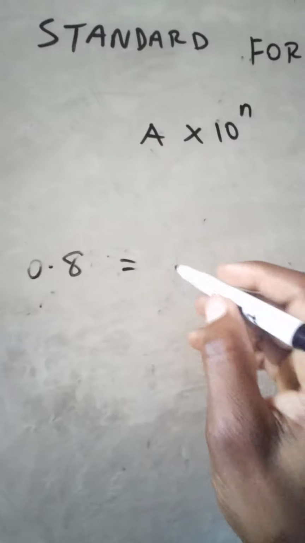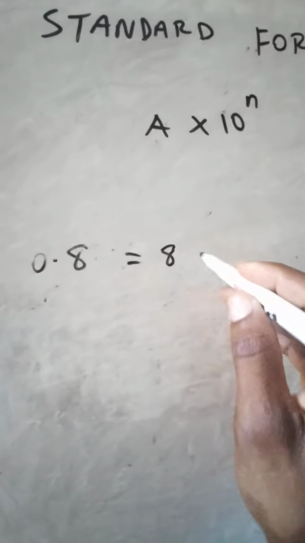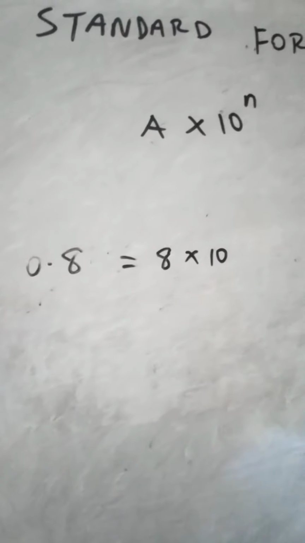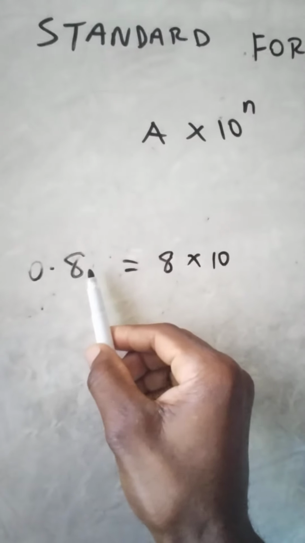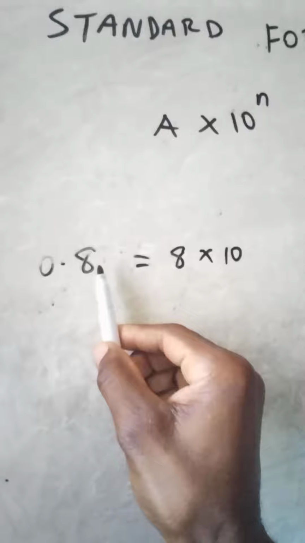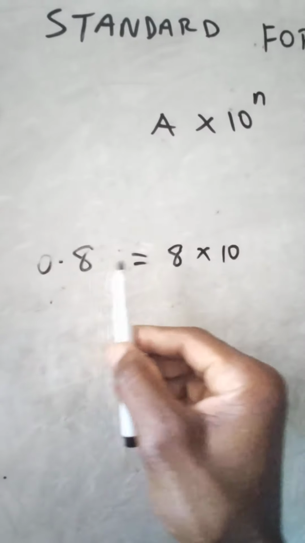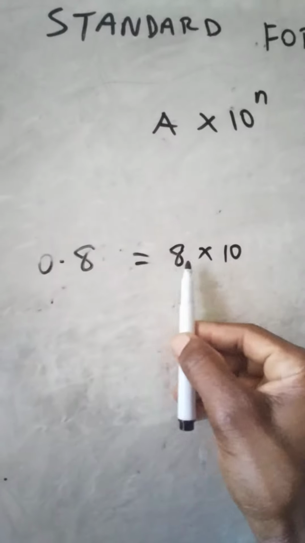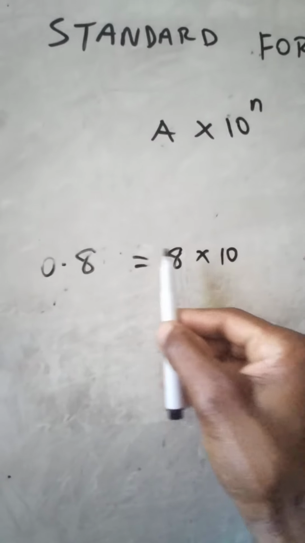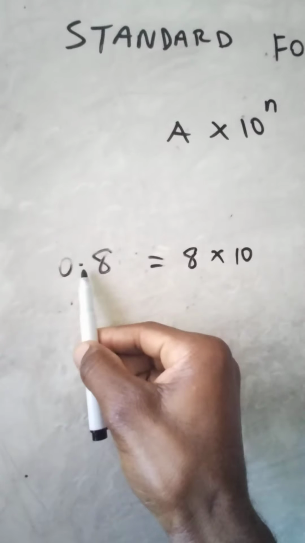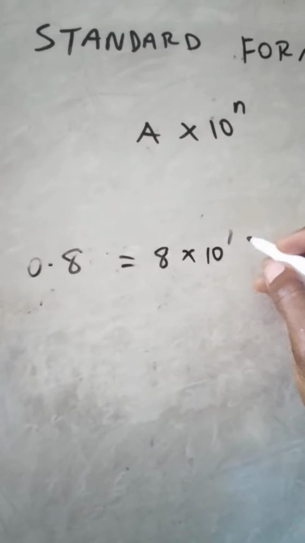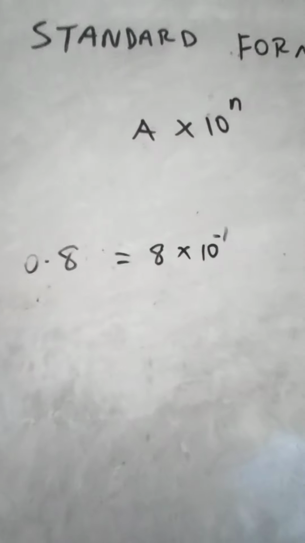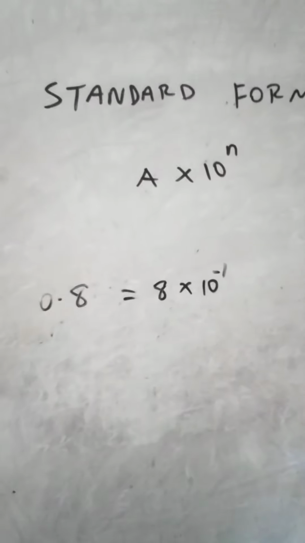So we have 0.8 written in standard form. It's going to be equal to 8 multiplied by 10. Okay, now the point has moved to the front of the number. Which direction are you going to go and by how many times to get back to the original number? Based on the new number that you have written, the point is here. So you move one direction and you went to the left. Because it is 1, you put the 1 there. And because you went to the left, it's going to be minus.